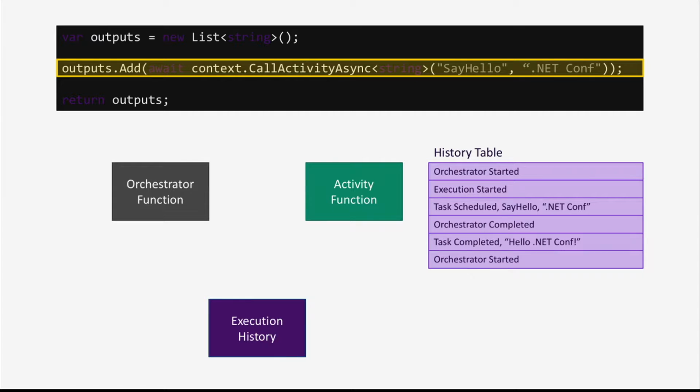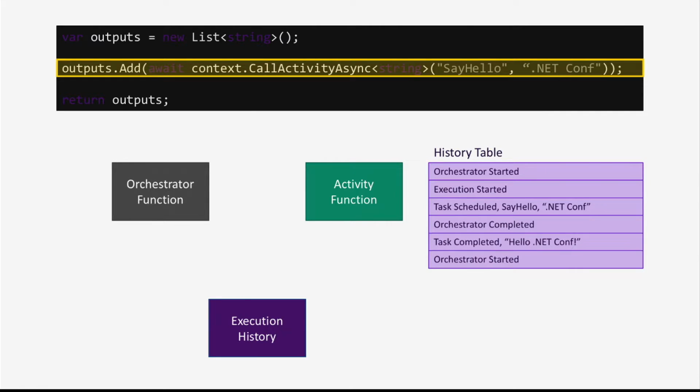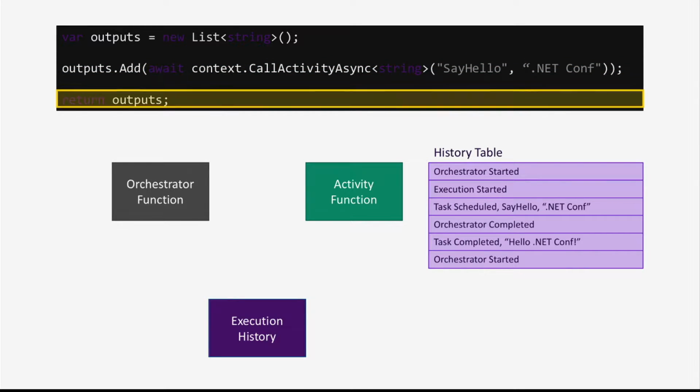It goes to the second thing and sees that await word, and it's supposed to await an activity. And this time it goes to the execution history and says, hey, have I already done this thing? And in this case, the execution history is like, yeah, the say hello function already said hello to .NET-Conf, you've done this part. So now the orchestrator is like, cool, let me go on to the next step. And it can continue on with its execution, which in this case is just returning that list of 1.